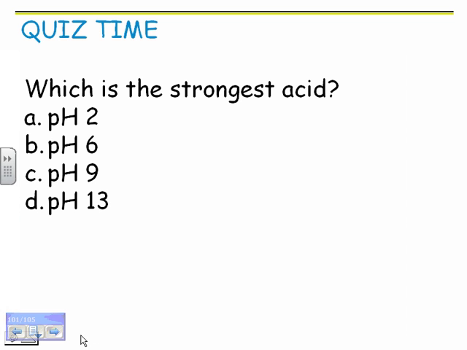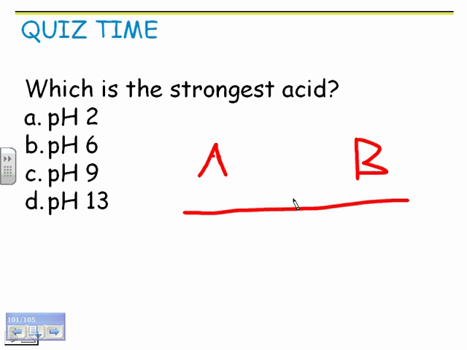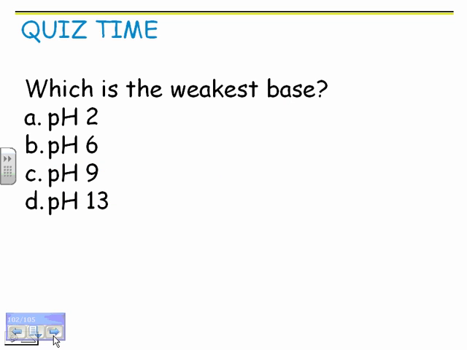Quiz time. Which is the strongest acid? Okay, so I know A comes before B, and I know that 7 is in the middle. So I know that if it's going to be an acid, it's got to be less than 7. So I'm going to cross out 9, and I'm going to cross out 13. Okay, so the stronger acid is not going to be close to 7. It's going to be over here. So that would be pH 2, which is A.